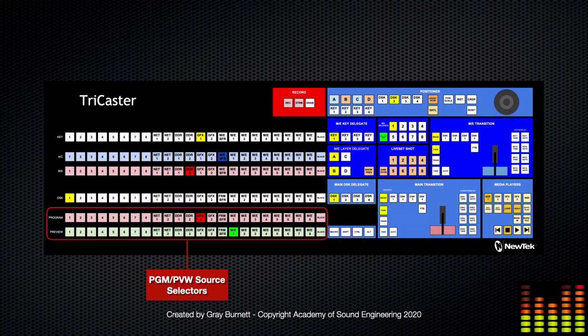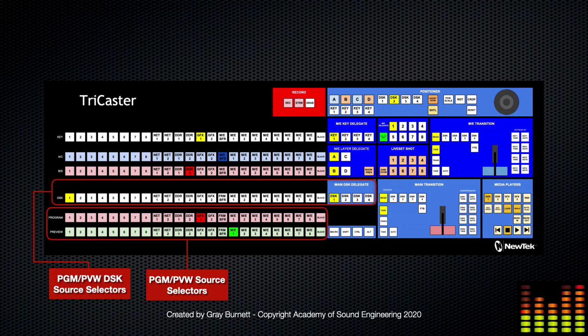We've got our program preview source selectors, allowing you to choose what sources get shown on the program output or are previewed before going to the program output. Then you've got the program preview DSK, which is downstream key source selectors. This allows you to choose what sources get set as DSKs for the program output.